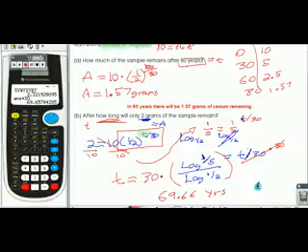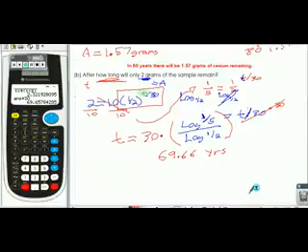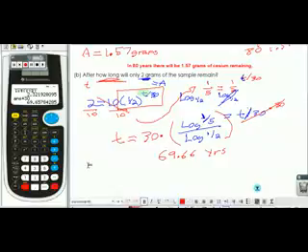So then I can try to write a nice sentence to sum this up. So my sentence, here we go. In 69.66 years, there will only be 2 grams of cesium remaining. There we go. I hope that helps.